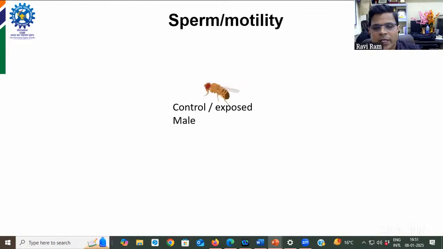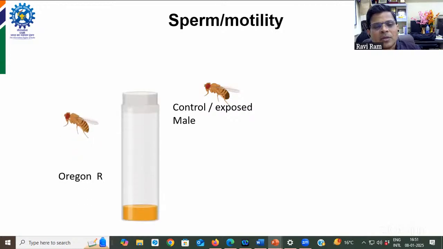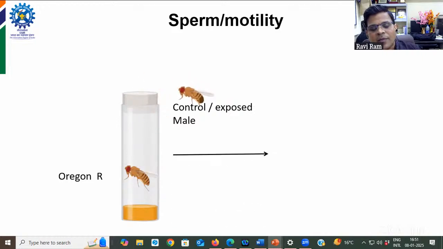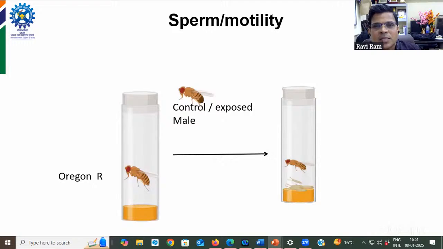So what we do is we take these control and exposed males, you mate them with Oregon females, which are virgins basically, and then you remove the male after mating, and you allow the female to lay eggs, but here you do it at different time points. I'm not going to get into all the different time points at which you do it. And you freeze the female at that particular time point and you dissect out the female reproductive system and the male reproductive system. And then you see what is the status of sperm or the spermatogenesis stages in these ones.